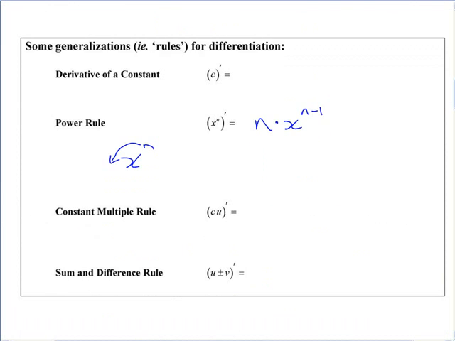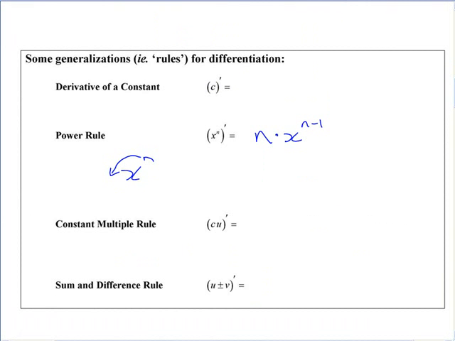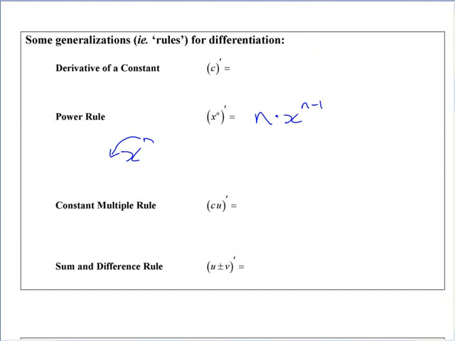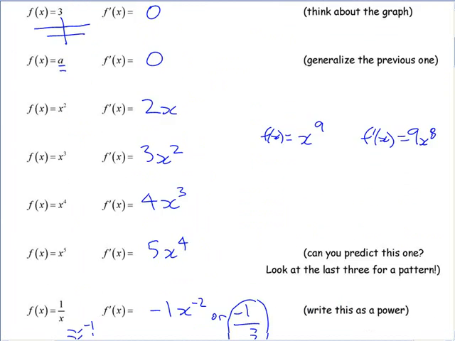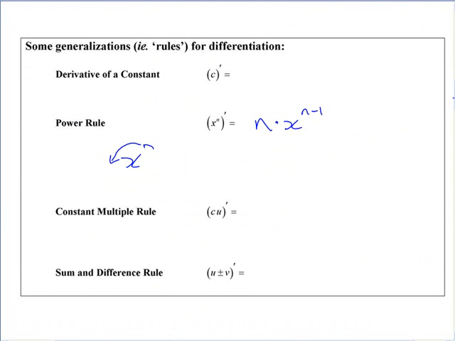So that's that rule. The other rules that are here are just some generalizations. The derivative of a constant. Okay, the derivative of a constant. If you have a constant, remember, look up here. What's the derivative of a constant? Yeah, a constant just has a slope of 0.